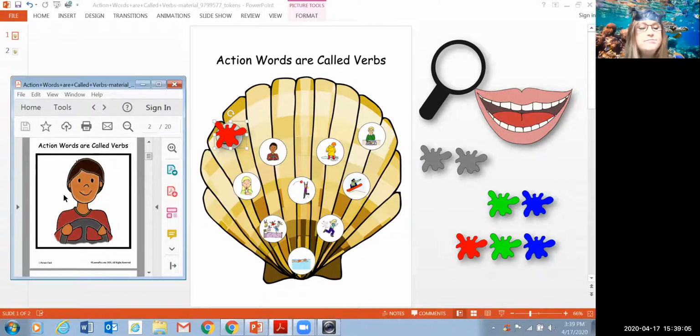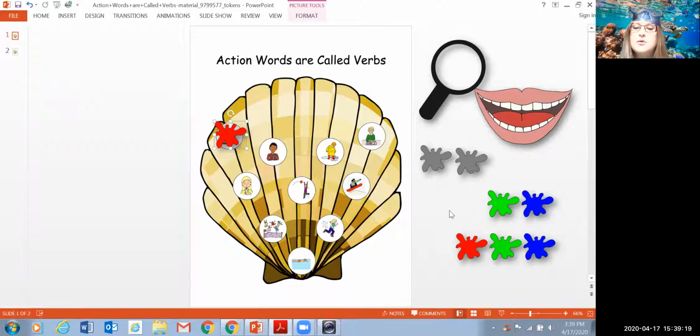Drive. You guys are not old enough to drive yet, but this person is driving. Right now, he is driving. Let's see if we can find it on our bingo dauber page. Oh, there it is. I'm going to put a little splash of color on our bingo page.